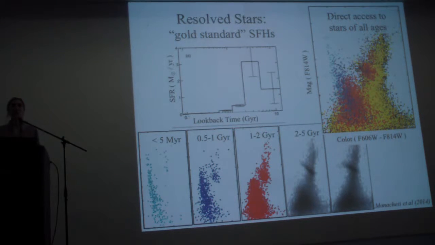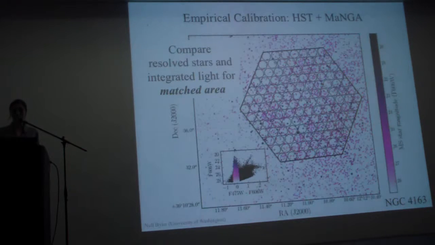Whereas in the spectrum, you're looking at the youngest stars as they overwhelmingly dominate the integrated light. With the CMD, you have access to stars of all ages, and so you can get very precise star formation histories. So the issue with the resolved star calculations is that you only do it for a handful of galaxies that are close enough to our own so that HST can resolve the individual stars.